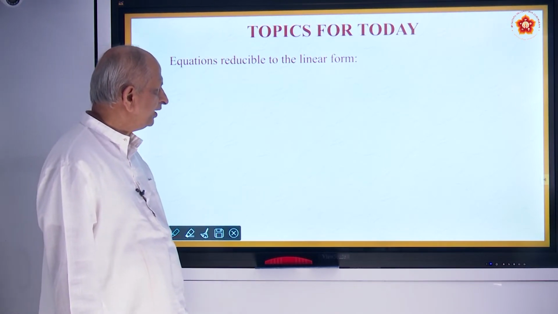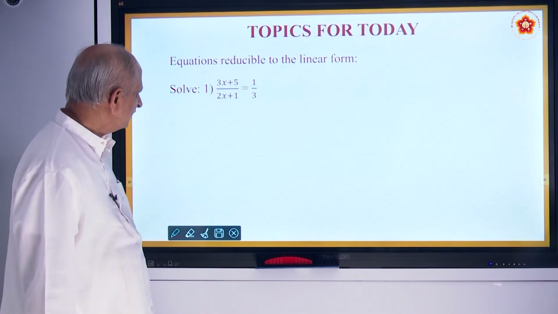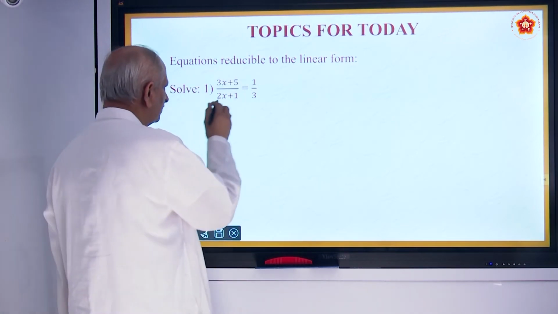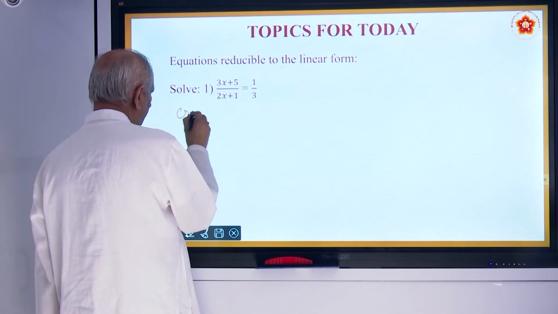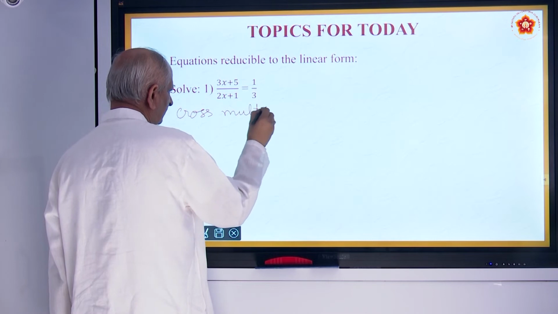Equations reducible to the linear form. So we have got equations of this type. What is the first step? The first step will be cross multiplication.